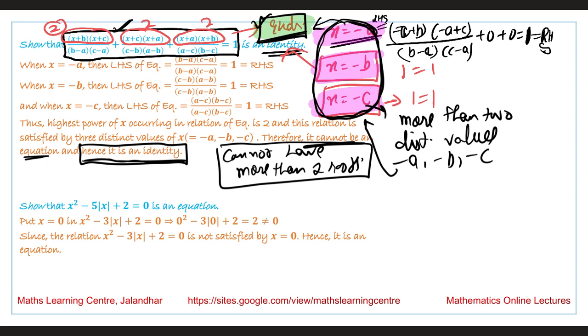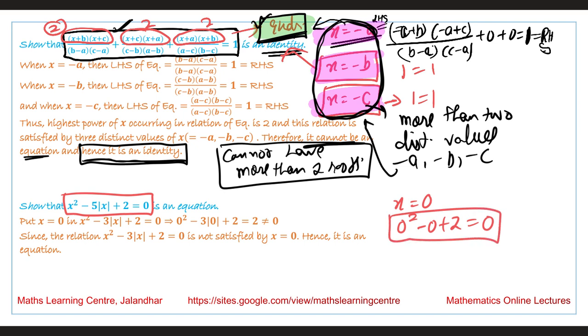Next we have to show that this is an equation. If we have to prove that this is an equation, we are talking about this term over here, it means that we have to show that for some value of x it is not satisfied. So suppose we substitute x is equal to 0. If we substitute x is equal to 0 in this equation, then we get 0 square minus 0 plus 2 is equal to 0, and this is not true, this does not hold.